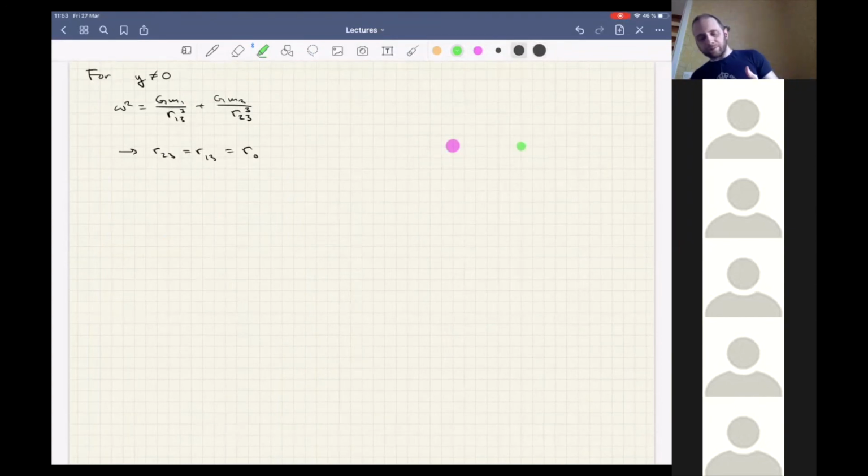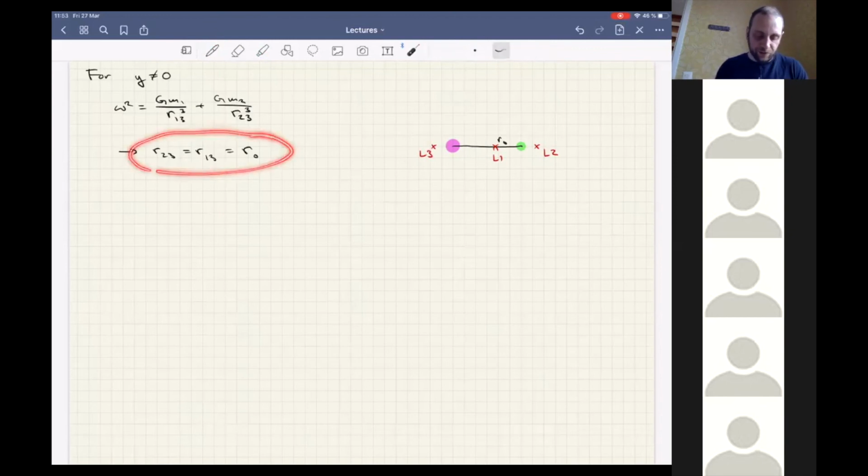So the distance between those two is R0. We know that we have our first Lagrange points. We can mark them here as well. It's going to be one Lagrange point there, one Lagrange point there, and one Lagrange point there. Those were L1, L2, and L3 respectively. Those were the solutions on the x-axis. But we also know that we're going to have these solutions.